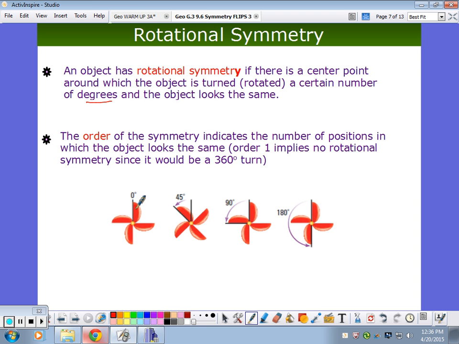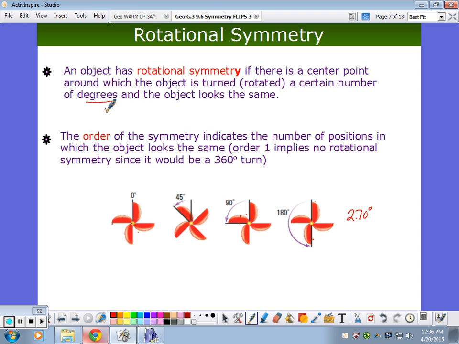So when I turn this 45 degrees, does it look the same? No. But when I turn it 90, does it look just the same? So this one, if you rotate it 90 degrees, you get the same figure. Or how about if I rotate 180 degrees? Do I get the same thing? Yeah. When else will I have it? At 270. That's saying if you were to take this and turn it three-quarters of the way around.